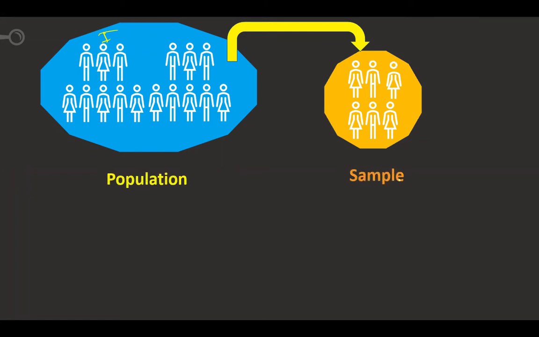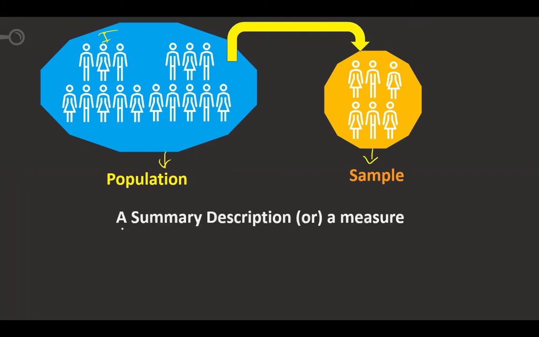So now, population and sample. This is a population. This is a sample. I'm going to describe this. How to describe? A summary description. I want to find out a summary description for the population, and the summary description of the sample, or a measure I'm going to calculate from this. Using that measure, I can tell something about the population, just like a mean. If I know the mean of this population and the mean of this sample, I can say something about this.